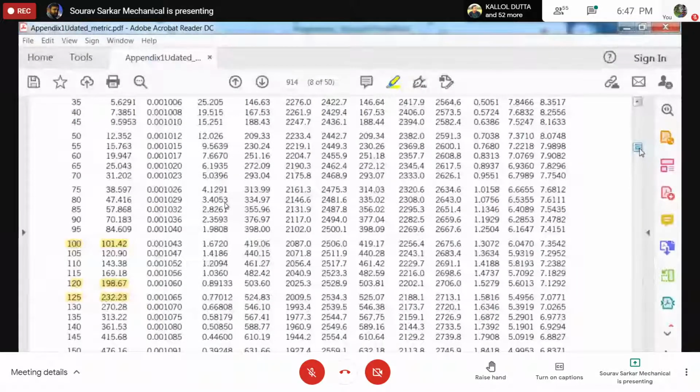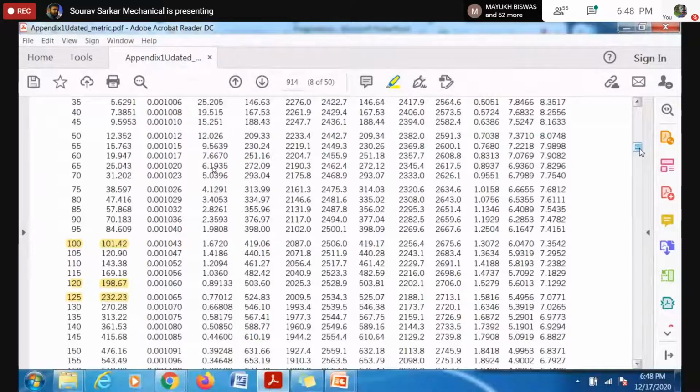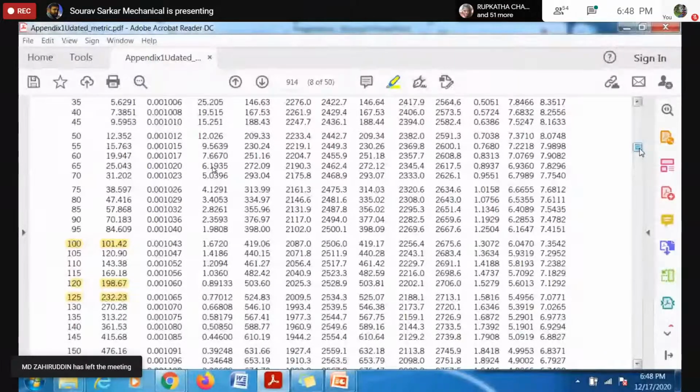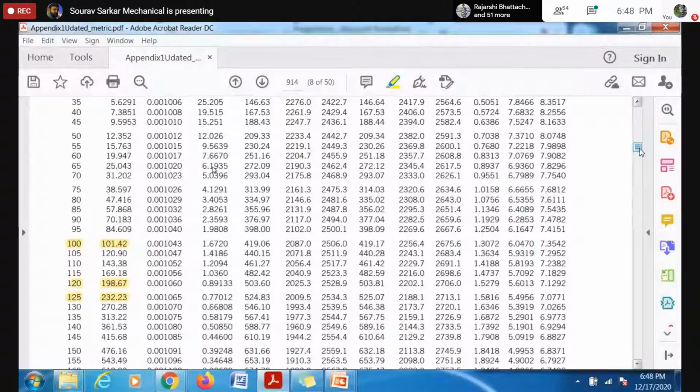376%. Percent? Yes, 100 plus 376 equals 476. It is basically 476 minus 101.42, divided by 101.42. So it is around 350%, 370%. Is that right? Yes, sir. 370%, so it is coming 3.69, 369.49. So basically, you can tell me in the form of times.